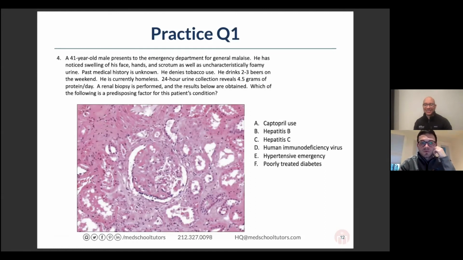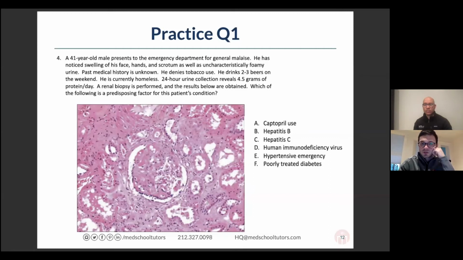Renal biopsy is performed and they show me the results. Which of the following is a predisposing factor? Okay, this is a question where I'm like, oh my God, I don't know what the renal biopsy is. I'm terrified. Can I answer it without using the image? Because I think that's a good habit. Sometimes we get really scared by the image and it causes us to make choices that we wouldn't make without it. When you get to the point where you're like, yes, I need this, that is when I would use it. So I would look at the options and I would say captopril use.